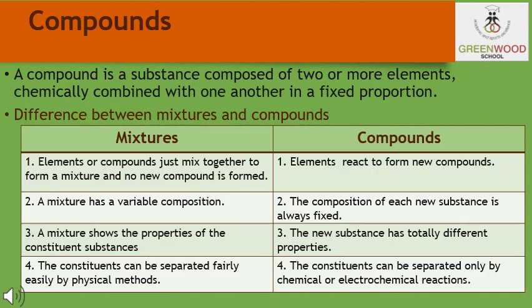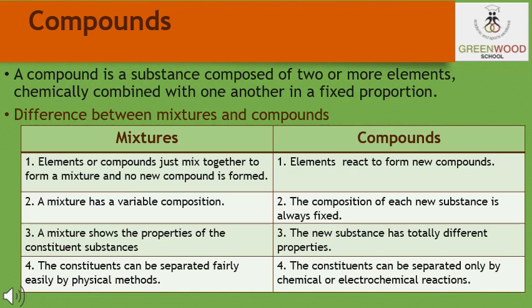Moving on, let us discuss the compounds. So students, a compound is a substance which is composed of two or more elements chemically combined with one another in a fixed proportion. For example, H2O, that is water. It is made from the combination of hydrogen and oxygen. Methane, carbon dioxide, ammonia, sodium chloride, etc. So students, these are the basic compounds.